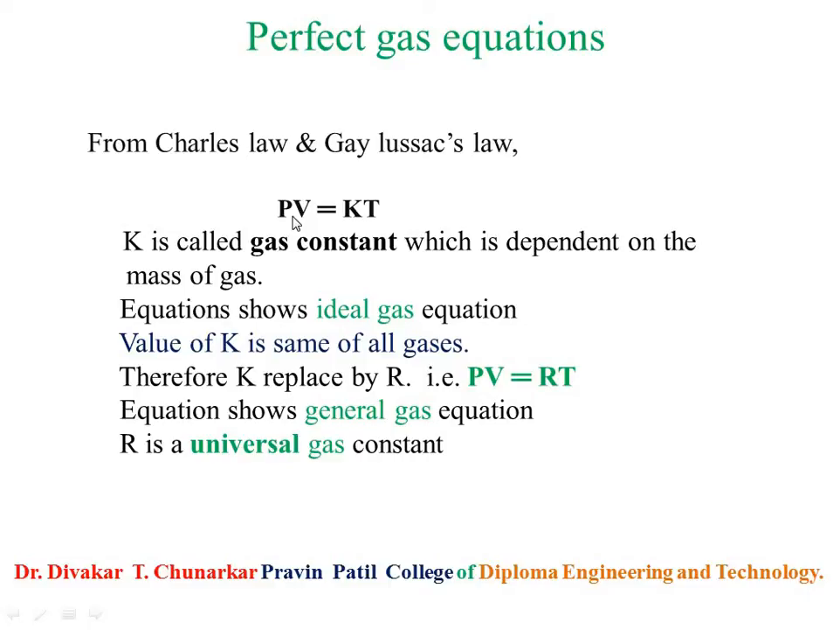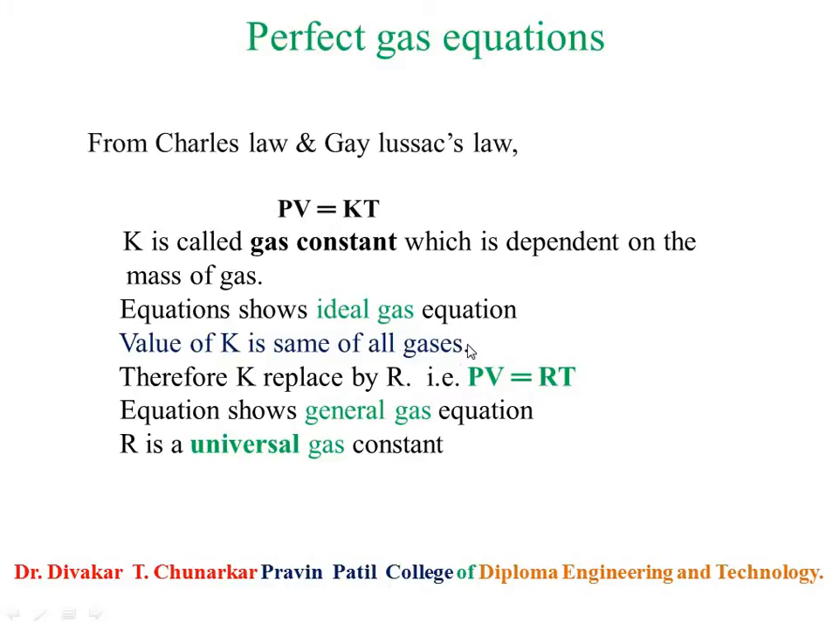Here P is the pressure of the gas, V is the volume of the gas, K is a constant, and T is the absolute temperature. K is called the gas constant, and it depends on the mass of the gas, keep that in mind. This PV equals KT is called the ideal gas equation.